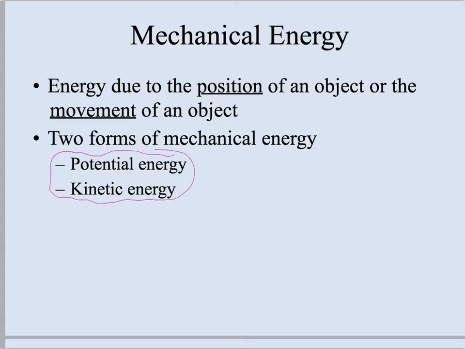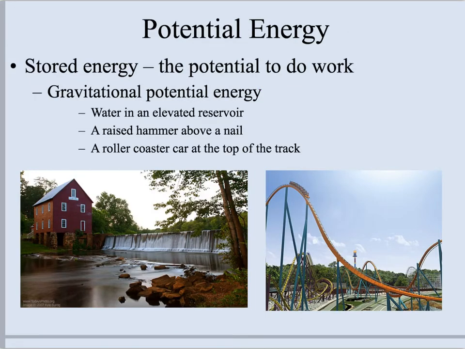There are two basic types: potential energy and kinetic energy. Potential energy is stored energy. When you have potential energy in something, it has the ability to do work. Gravitational potential energy is the one you're probably most familiar with.